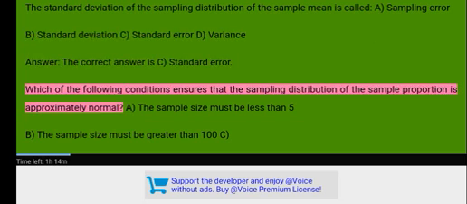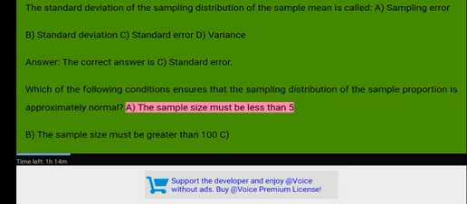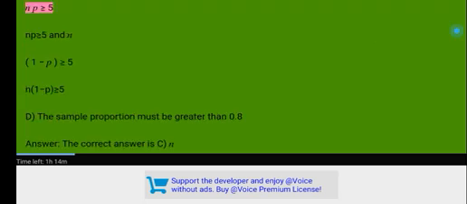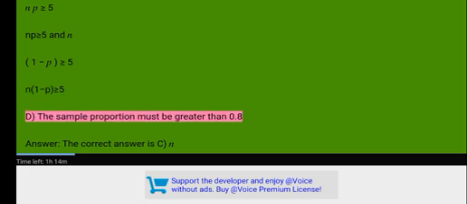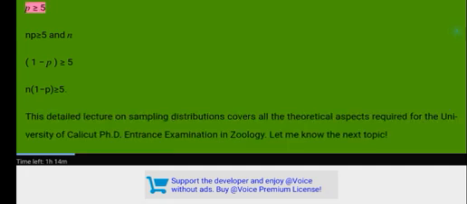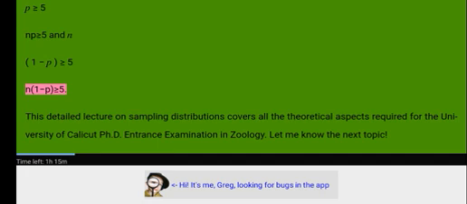Standard error. Which of the following conditions ensures that the sampling distribution of the sample proportion is approximately normal? A. The sample size must be less than 5. B. The sample size must be greater than 100. C. np is greater than or equal to 5 and n(1 minus p) is greater than or equal to 5. D. The sample proportion must be greater than 0.8. Answer: the correct answer is C. np is greater than or equal to 5 and n(1 minus p) is greater than or equal to 5.